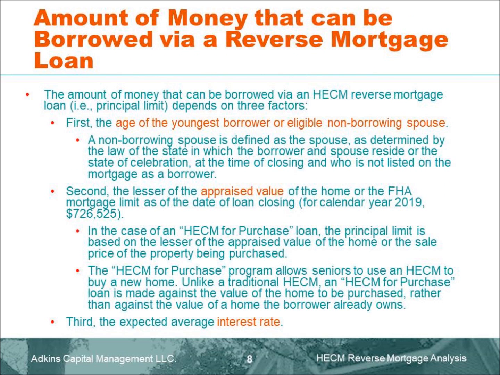The amount of money that can be borrowed via an HECM reverse mortgage loan depends on three factors. First, the age of the youngest borrower or eligible non-borrowing spouse. Second, the lesser of the appraised value of the home or the FHA mortgage limit as of the date of loan closing. For calendar year 2019, this amount is $726,525. And third, the expected average interest rate associated with the reverse mortgage loan.